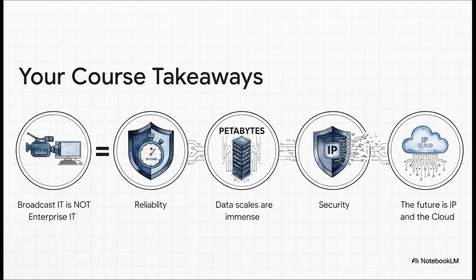So if we boil it all down, these are the 5 core truths you've really mastered. Number 1, broadcast IT is not enterprise IT. The rules are different, the stakes are higher. 2, dead air is the enemy. Reliability is measured in seconds, not minutes. 3, the amount of data is just massive. You have to think in petabytes. 4, security isn't a project, it's a constant, high-stakes war. And 5, the future is being built on IP and the cloud.